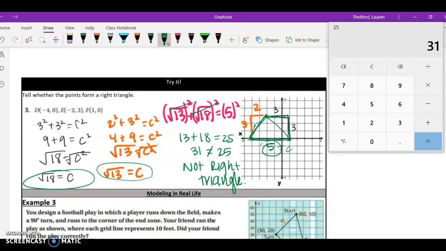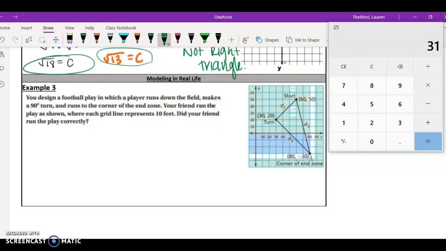So the square root of 13 squared plus the square root of 18 squared equals 5 squared. When we square something that we're taking the square root of, those cancel out. So we have 13 plus 18 equals 25, and it actually doesn't. It equals 31, so it is not a right triangle. The modeling in real life is done the exact same way.